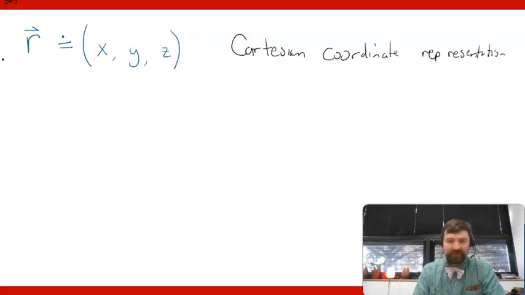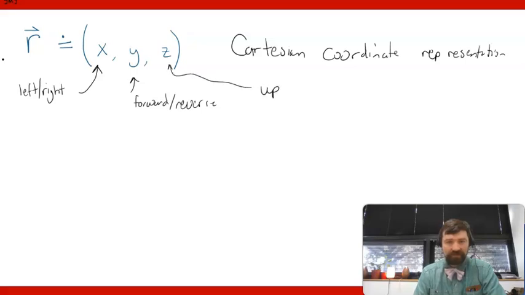Well, typically this one right here is your left and right coordinate. This becomes your forward and reverse, and Z becomes your up and down. And note that each one of these coordinates can be plus or minus. So minus if it's left, plus if it's right. Plus if it's forward, minus if it's reverse. Plus if it's up, minus if it's down.